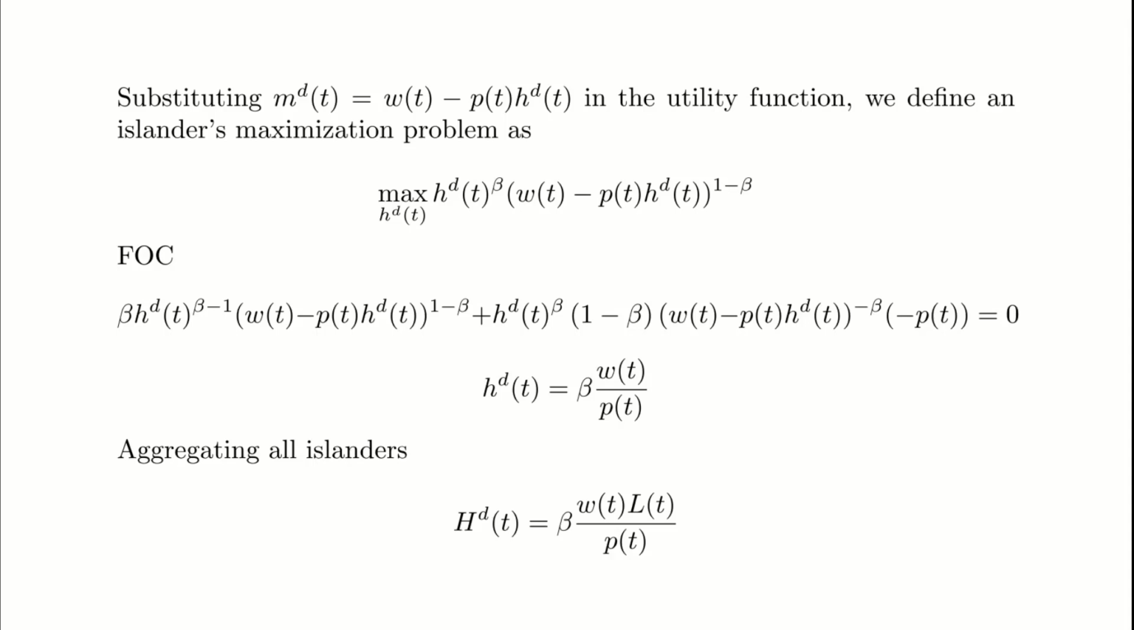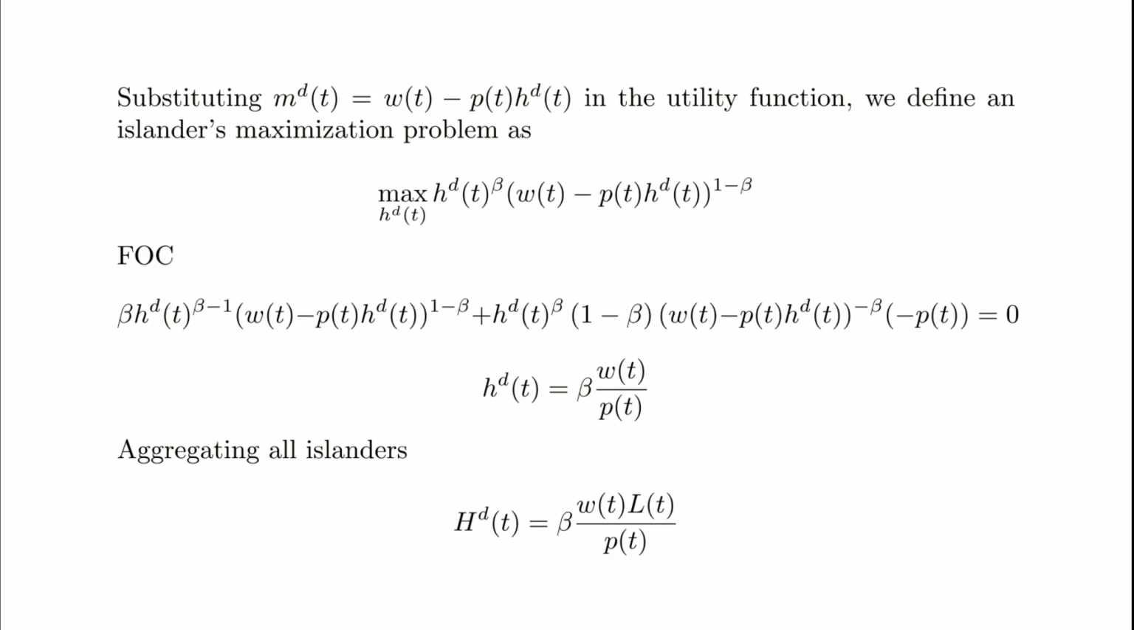The islander is buying the food and other goods on the goods market. We may, however, still use the budget constraint to substitute MD by W minus PHD in the utility function and get a maximization problem with a single choice variable HD and no constraint. The first order condition looks similar as before, and after simplification, we get HD equals beta W divided by P. So this is the demand for harvest from a single islander.